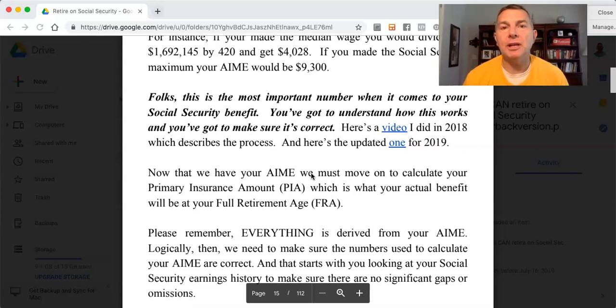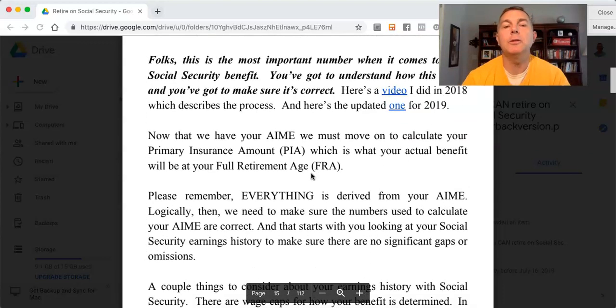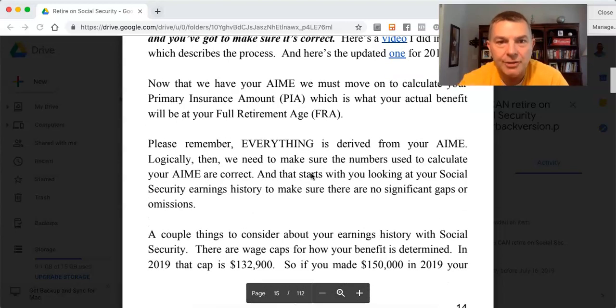Now that we have your average indexed monthly earnings, we must move on to calculate your primary insurance amount, your PIA, which is what your actual benefit will be at your full retirement age. It's confusing. Please remember, everything is derived from your AIME. Logically, then, we need to make sure the numbers used to calculate your AIME are correct.